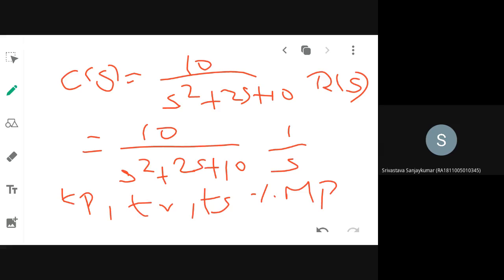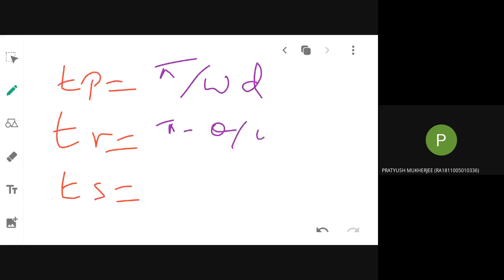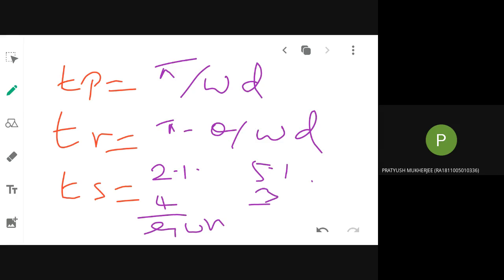Okay. Now tell me what are the formulae. TP formula, TR formula, TS formula. You have to tell me. I have asked you to write it down. What is TP? Pi by omega d, where omega d is omega n under root of 1 minus zeta squared. TR is pi minus theta divided by omega d. Okay. TS for 2% error and 5% error, the formula will be differing: 4 divided by zeta omega n and 3 divided by zeta omega n.